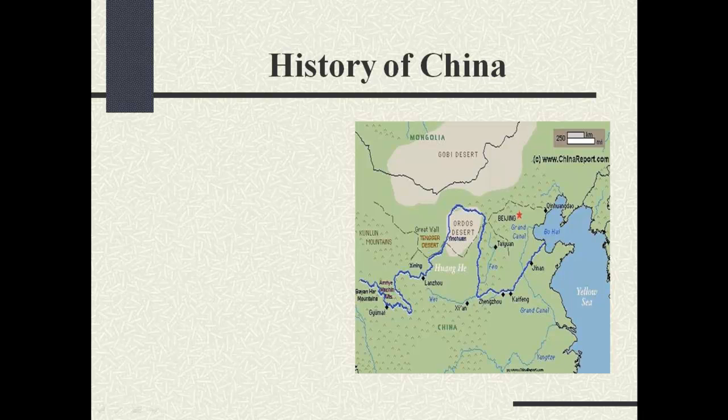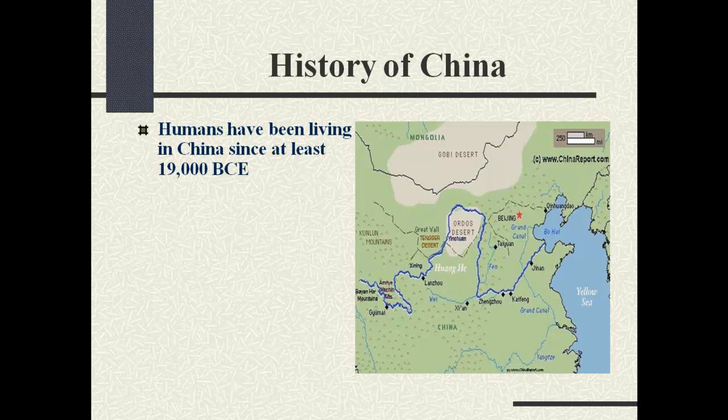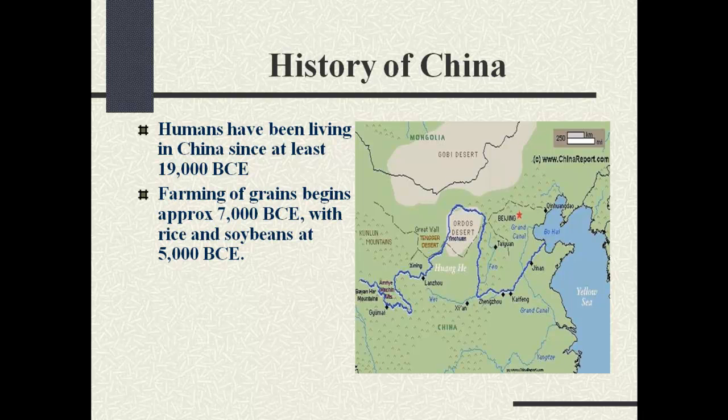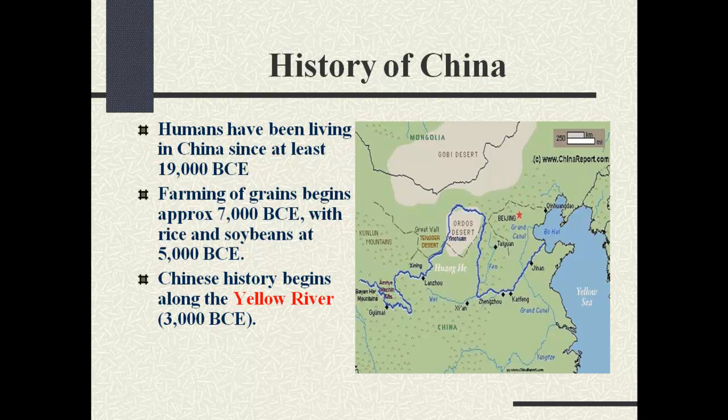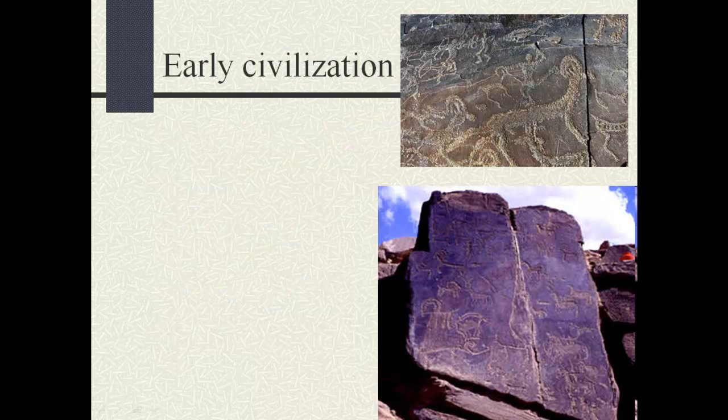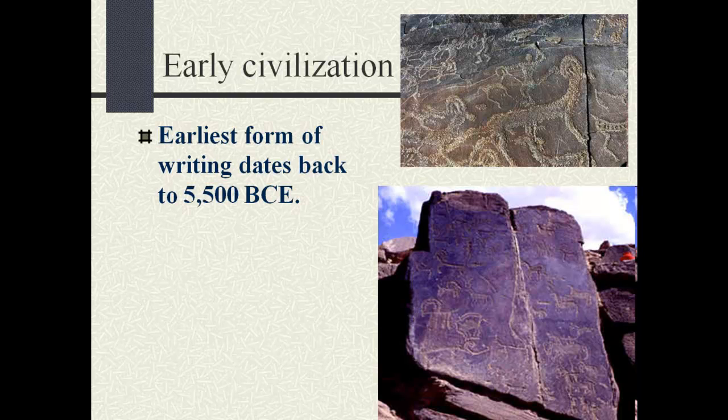Okay, we're going to take a look at the history of China. Humans have been living in China since at least 19,000 BCE, that's before Common Era. Farming of grains begins approximately 7,000 BCE with rice and soybeans at 5,000 BCE. Chinese history begins along the Yellow River, the cultural hearth for East Asia. Our early civilization, the earliest forms of writings date back to about 5,500 BCE.